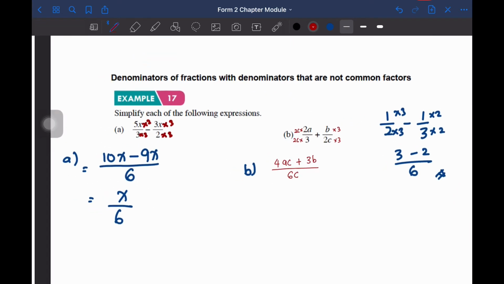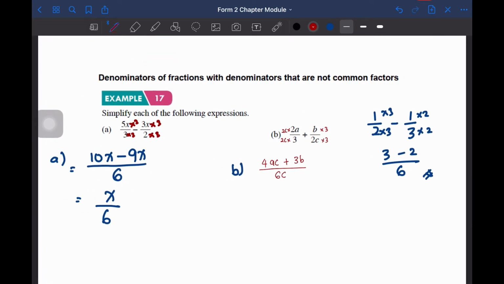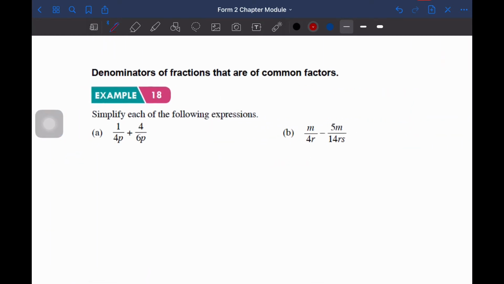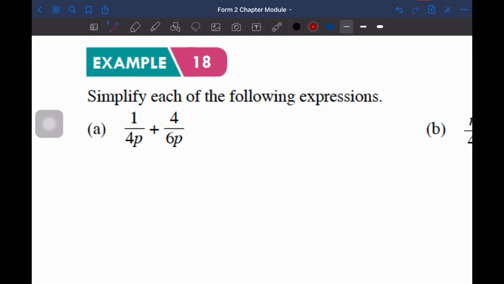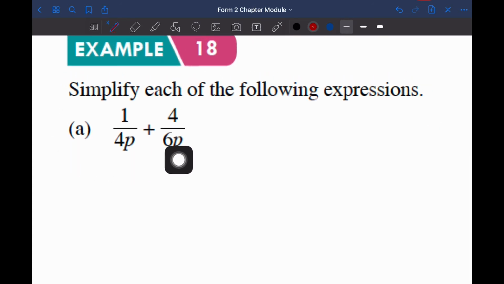Mudah saja kan? Tak susah. Okay, so can I proceed to the next one? Next problem, if we have denominator of fraction that are of common factor. Kalau kita ada common factor, macam mana kita nak buat? Okay, ini pun sama. So we look 4 and 6. Sebenarnya common factor kan, ini sifar 2, ini pun sifar 2. Tapi untuk mudah, sama macam tadi lah.